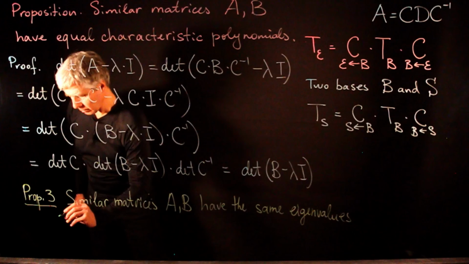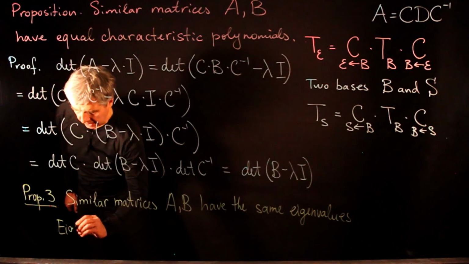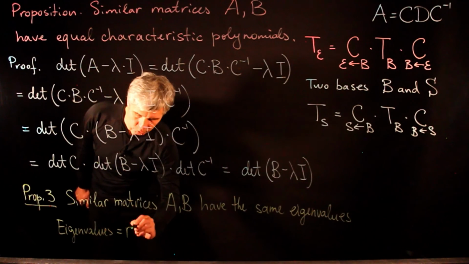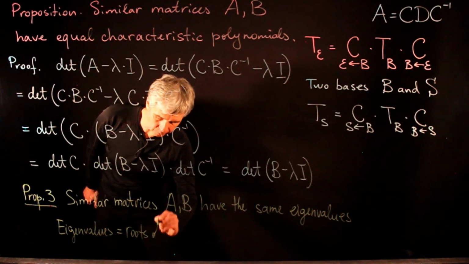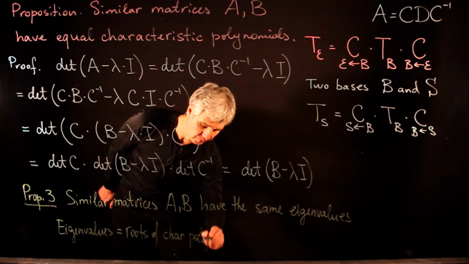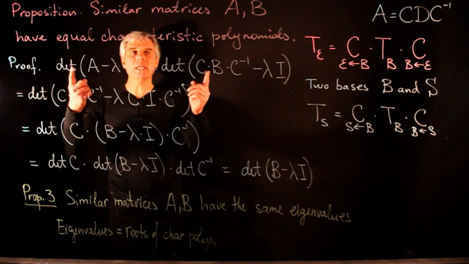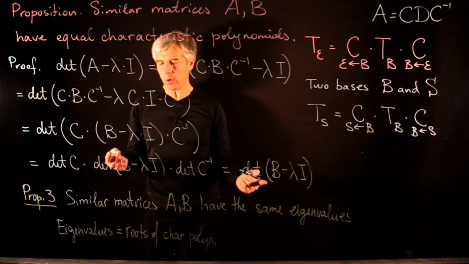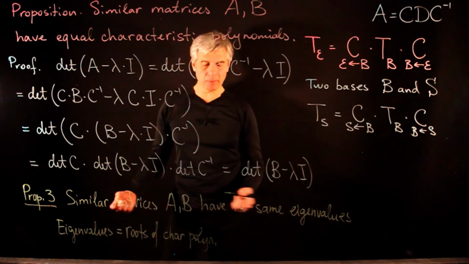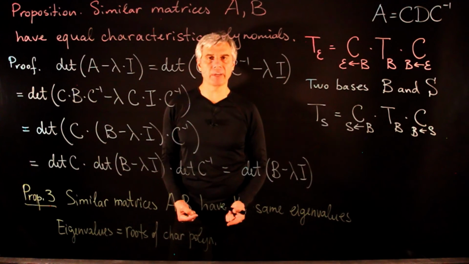And indeed, this follows from the fact that eigenvalues are roots of the characteristic polynomial. And since similar matrices have the same characteristic polynomial, their roots are also the same. So we conclude that similar matrices have the same eigenvalues.